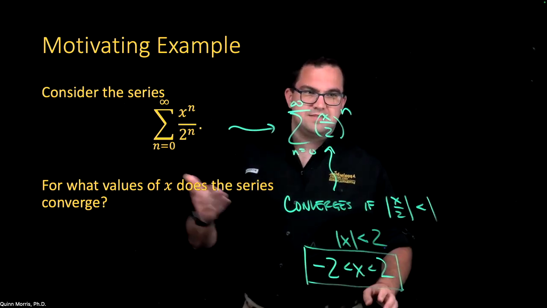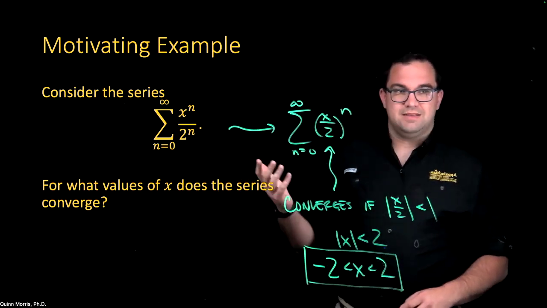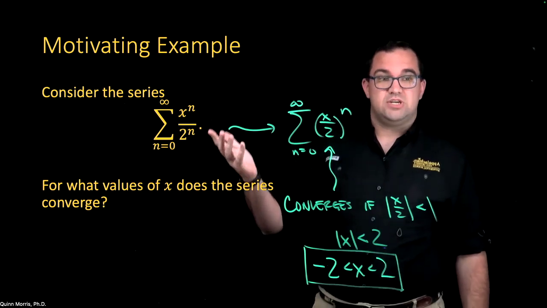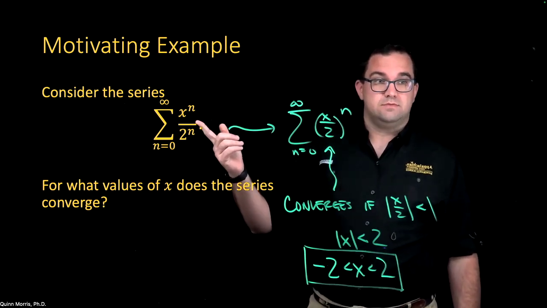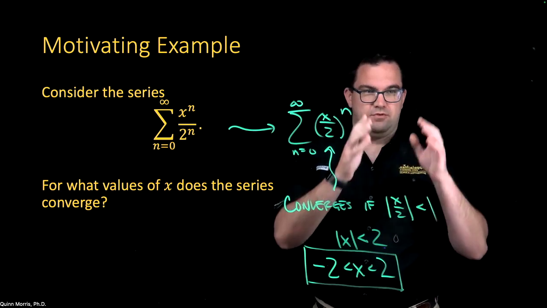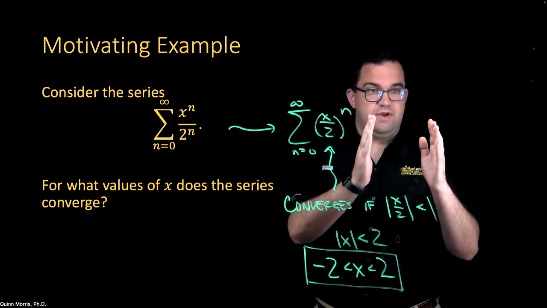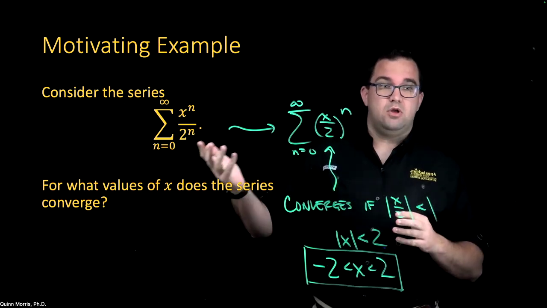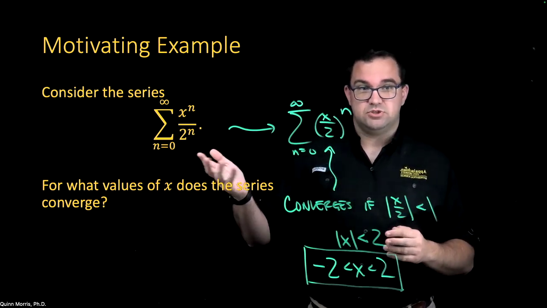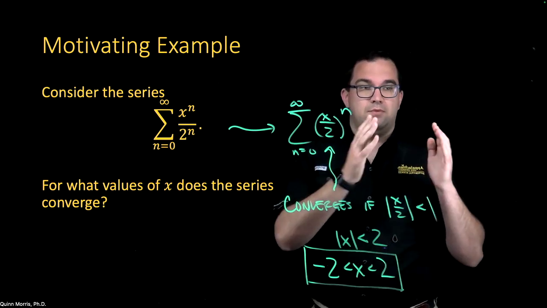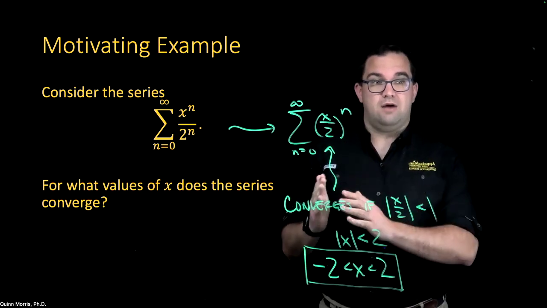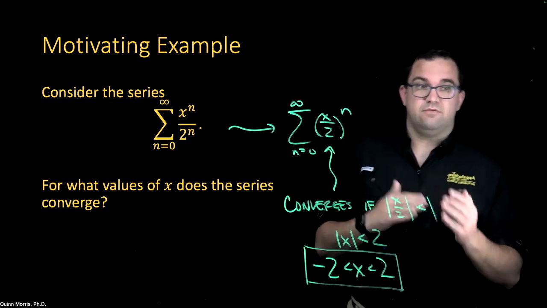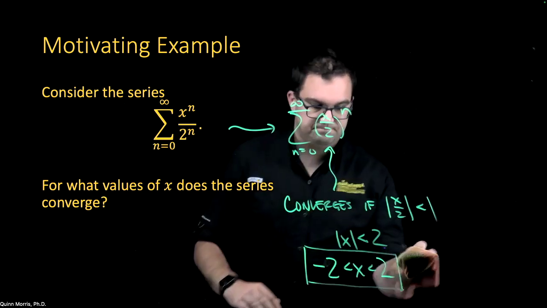So you realize that you can do this sort of analysis of series which involve variables. Instead of looking at a fixed series which has no variables in it and asking, does it converge or diverge, we can now look at this new type of series, which does include a variable, and we can determine for what values of that variable the series will converge or diverge.